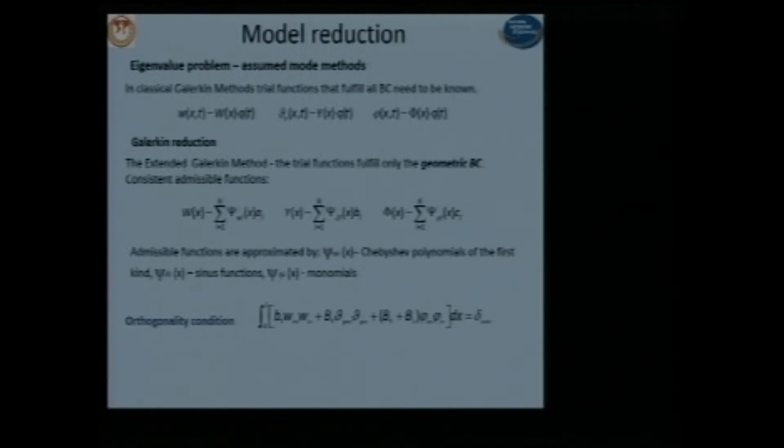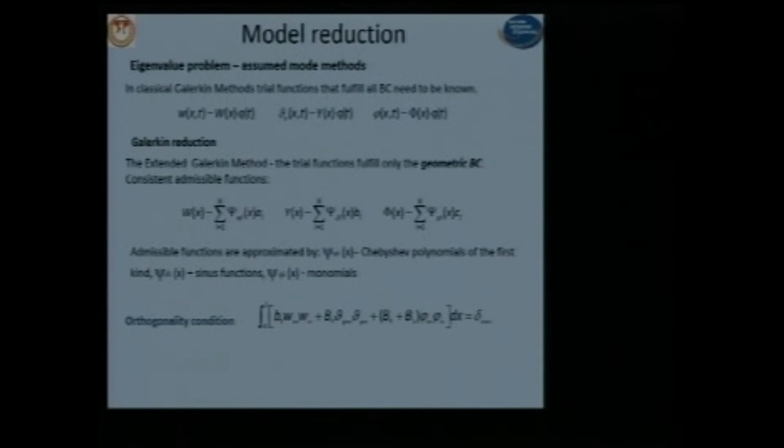And for this set, we reduce the problem. And of course, we use the Galerkin method, but we take into account admissible functions, which satisfy only geometric boundary conditions. And for bending, we use Chebyshev polynomials of the first kind. For rotation of the cross-section, sine functions. And for twisting, we use monomials.